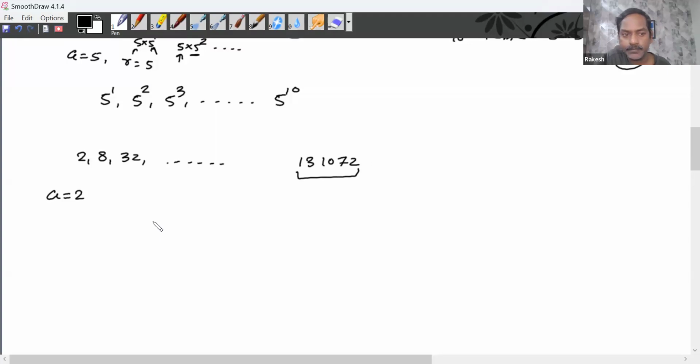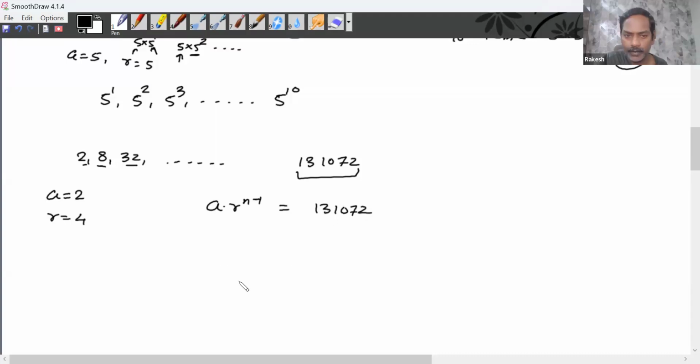What is the common ratio? The common ratio is 8 divided by 2, which is 4. To cross check, we can see that 32 divided by 8 is again 4. So the value of r is 4. We have found the first term a and we have found the common ratio. So what is the nth term? The nth term is a into r to the power n minus 1. And we are assuming that this is the nth term. So let us assume that this is equal to 131072, right?